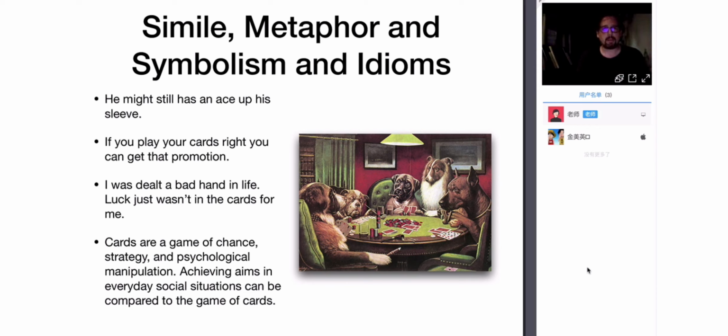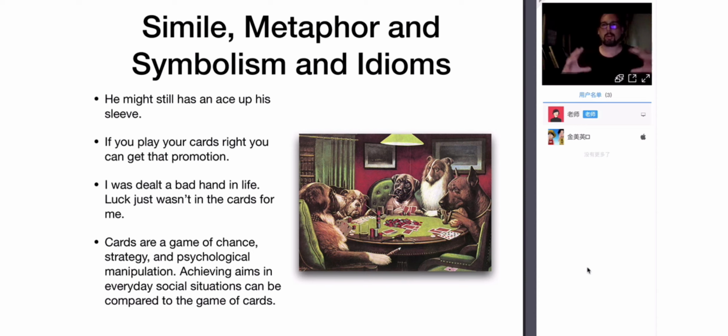Here we have the cards as a source of metaphor. So to have an ace up your sleeve is to have a secret weapon, or a plan B, basically. If things go wrong, you can pull out the ace and play it in the game. If you play your cards right, you can get the promotion. These are figures of speech or idioms. I was dealt a bad hand in life. Luck wasn't in the cards for me.